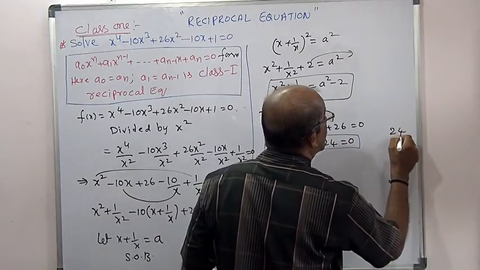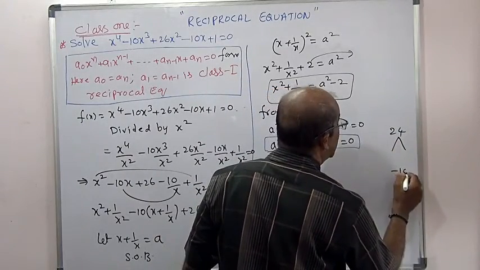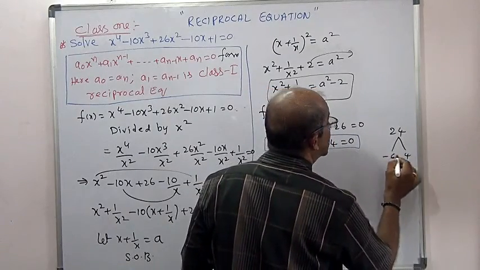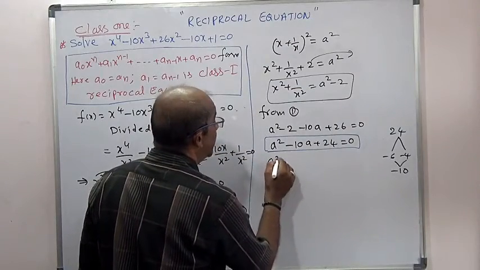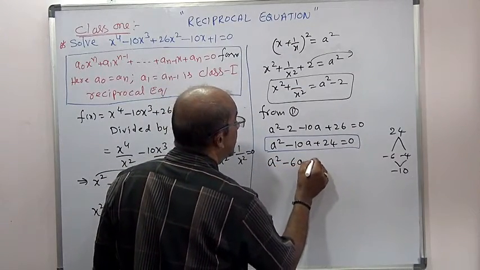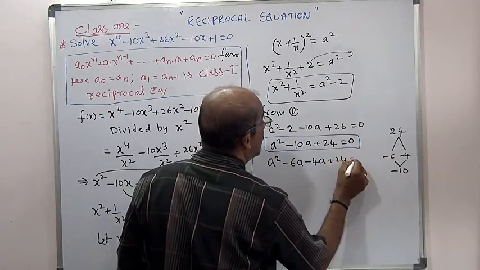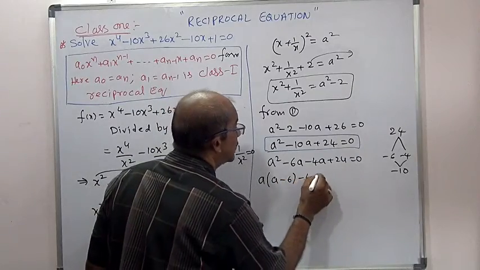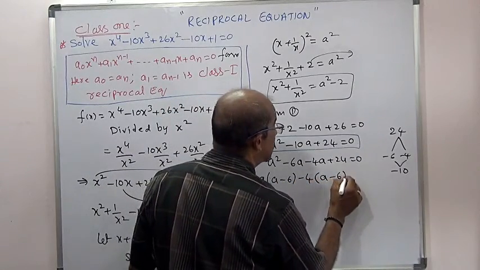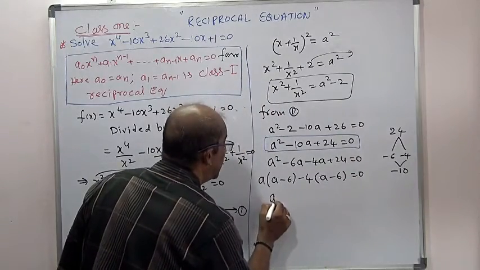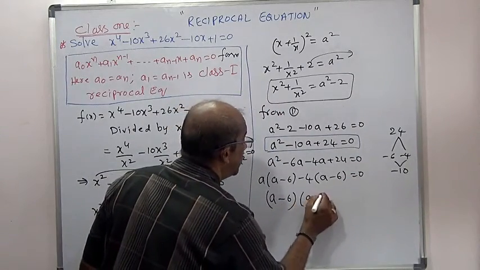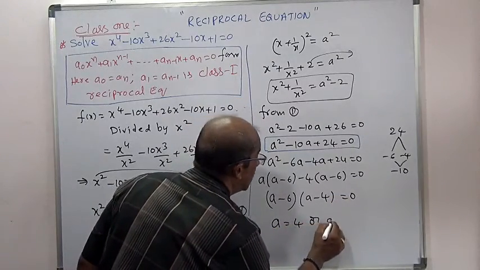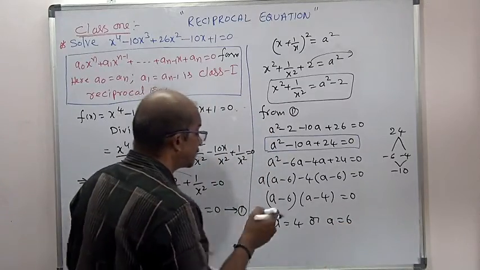Now the factors of 24 with middle term minus 10: 6 and 4 make 24, so minus 6 and minus 4. Now a square minus 6a minus 4a plus 24 equal to 0. Now a take common, a minus 6, minus 4 take common, a minus 6 is equal to 0. Now again a minus 6 take common, a minus 4 equal to 0. Therefore a is equal to 4 or a is equal to 6.